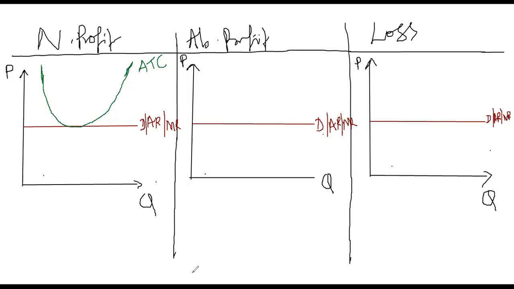Now let's come to abnormal profit. Abnormal profit means revenue is higher than the cost. In normal profit, when revenue is equal to cost, the AR and ATC curves meet at one point. In abnormal profit, revenue is higher than the cost. Since revenue is higher than the cost, I should draw the ATC curve below the AR. This is the ATC.